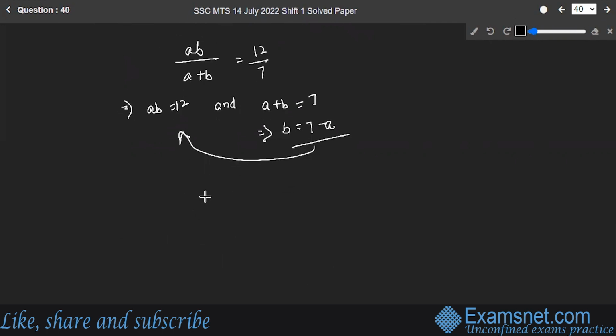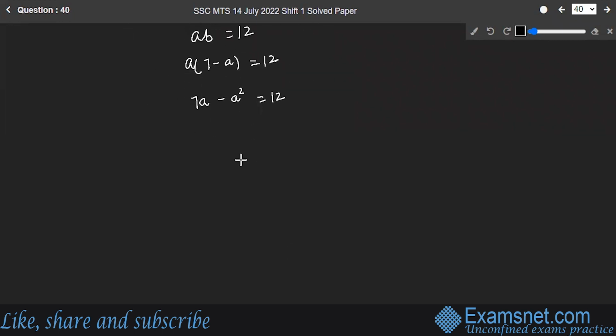Let's go. So you are given AB is equal to 12. A into 7 minus A is equal to 12. So 7A minus A square is equal to 12. Let's take them on the right hand side. You have A square minus 7A plus 12 is equal to 0. So I want two such numbers. The product of the numbers should be 12 and the sum of the numbers should be minus 7. And these two numbers are minus 4 and minus 3.